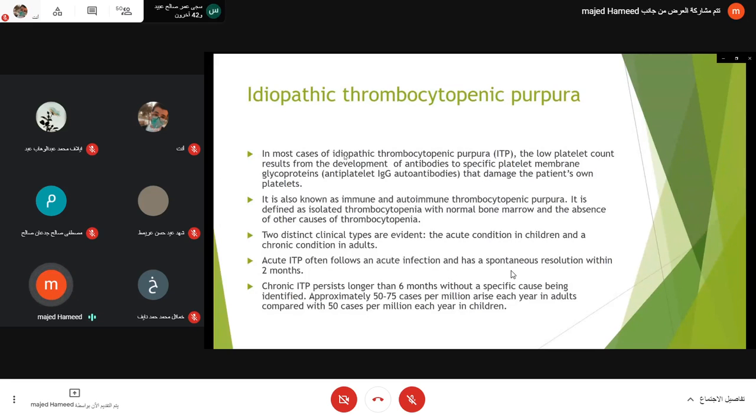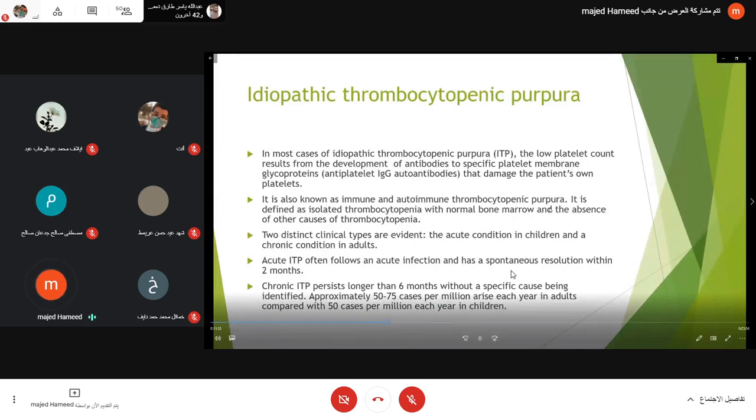Two distinct clinical types are evident: an acute condition in children and a chronic condition in adults. Acute ITP often follows an acute infection and has spontaneous resolution within 2 months. Chronic ITP persists longer than 6 months without a specific cause being identified. Approximately 50 to 75 cases per million arise each year in adults compared with 50 cases per million each year in children.